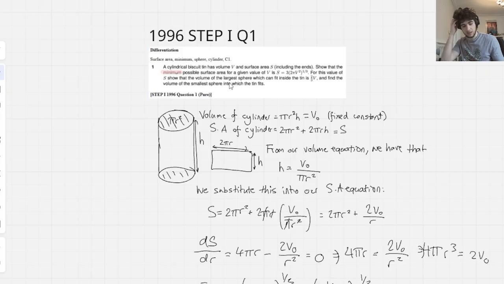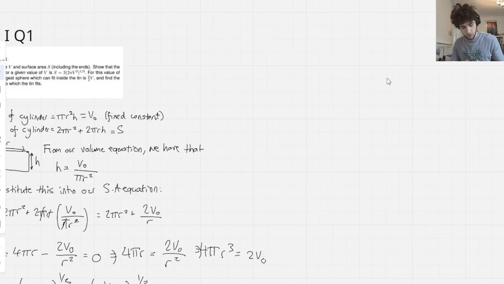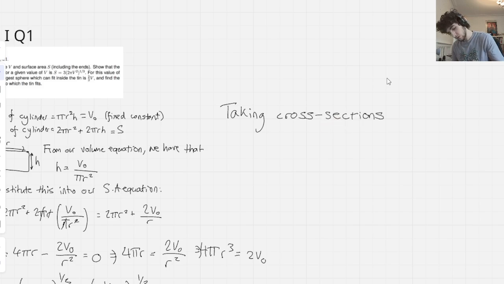In order to do that, we're going to need to think a little bit, but we can reduce this problem to a 2D problem if we just take the cross sections of both the sphere and the cylinder. So if I move to the right here, taking cross sections of the cylinder and sphere, we have the diagrams below.